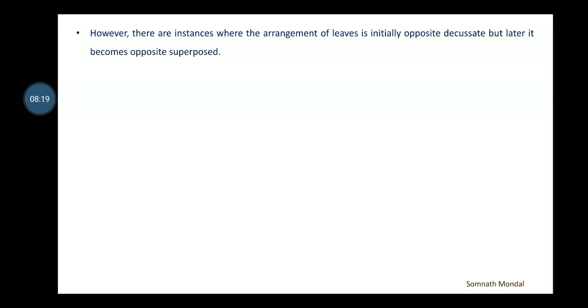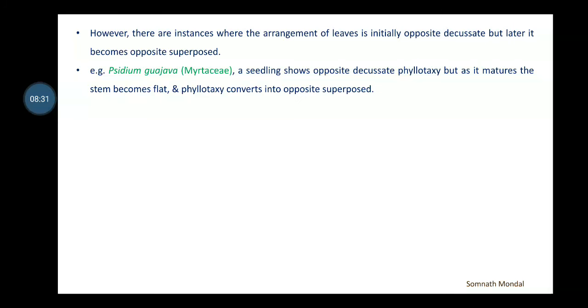However, there are instances where the arrangement of leaves is initially opposite decussate, but later it becomes opposite superposed. For example, in Psidium guava, a seedling shows opposite decussate phyllotaxy, but as it matures, the stem becomes flat and the phyllotaxy converts into opposite superposed.